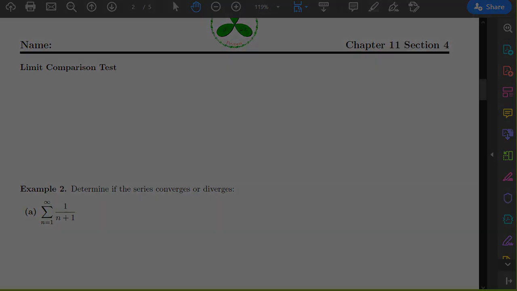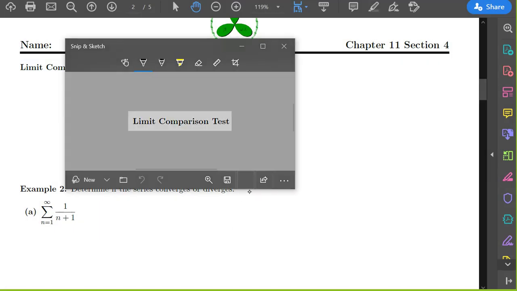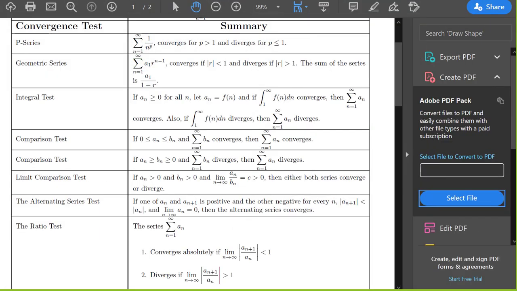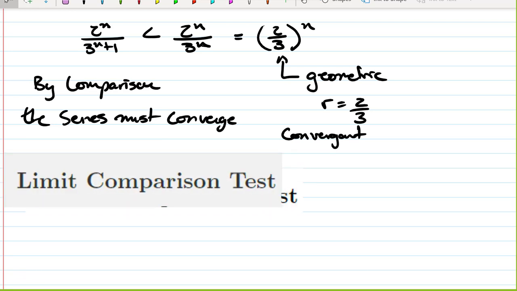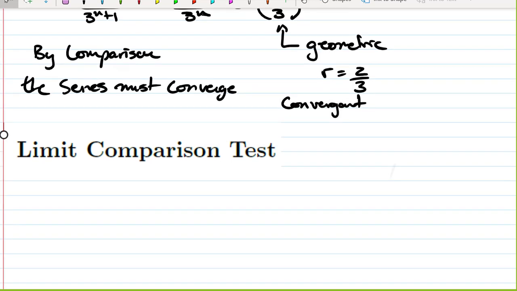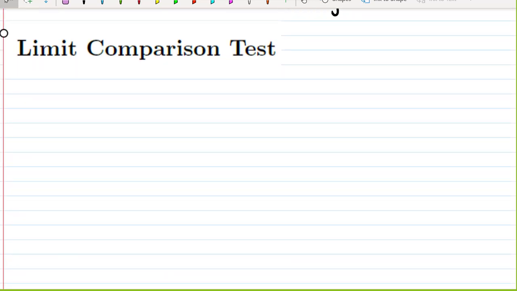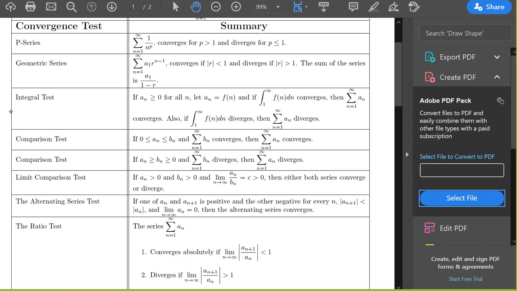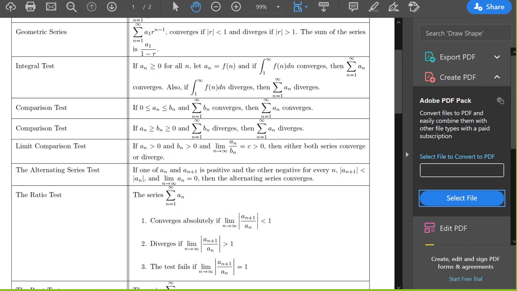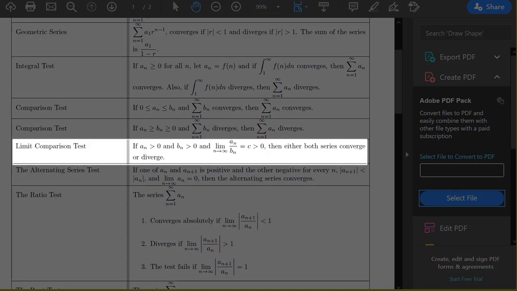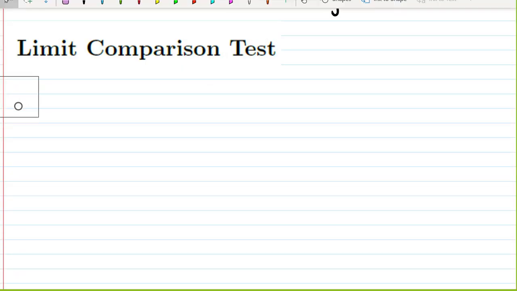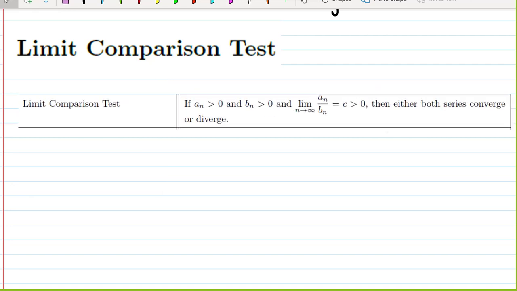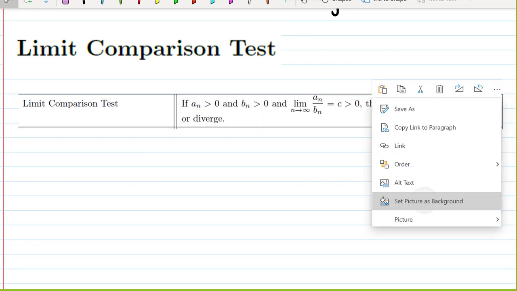So the next test that we would like to speak about is the limit comparison test. Well, it's another comparison test, but this time instead of directly comparing the sequences, we're going to compare some limits and see what happens. So the limit comparison test is the next one on our sheet here. And we have the following.